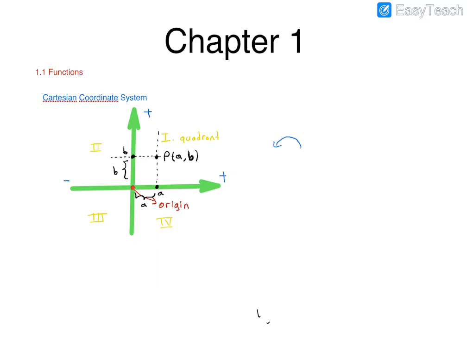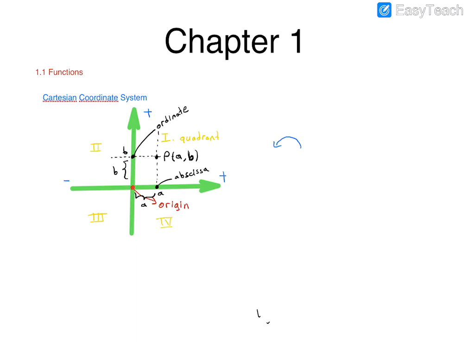The first coordinate A is called the abscissa. And the second coordinate B is called the ordinate of the point P. So in this way, we can describe any point on the plane.